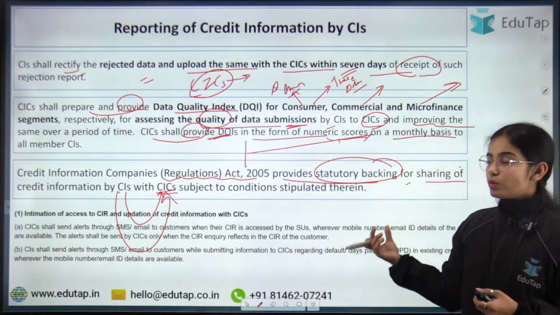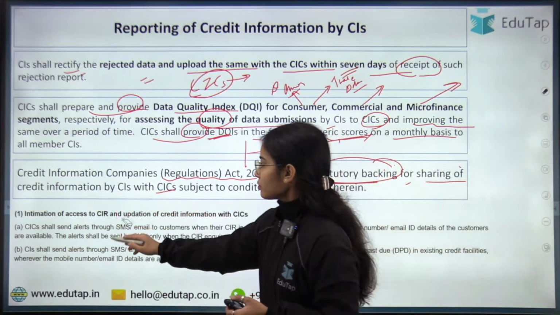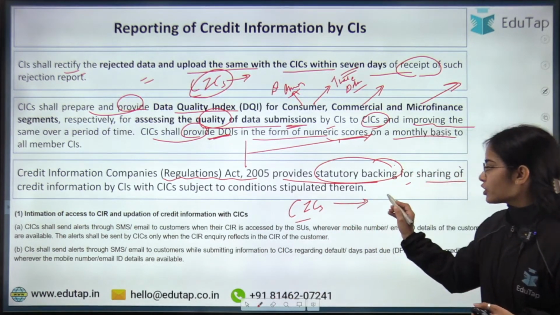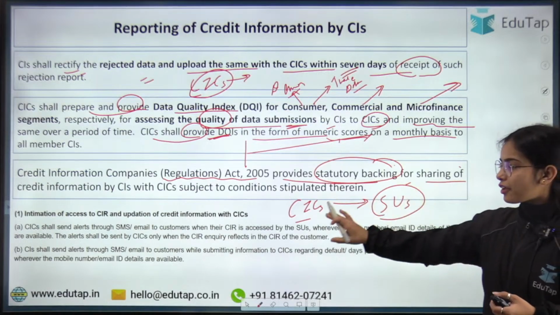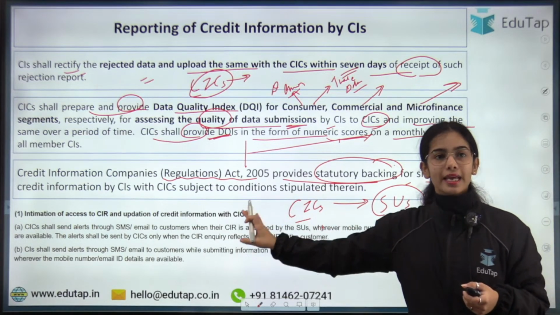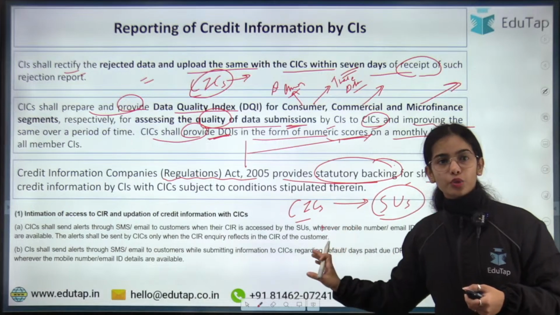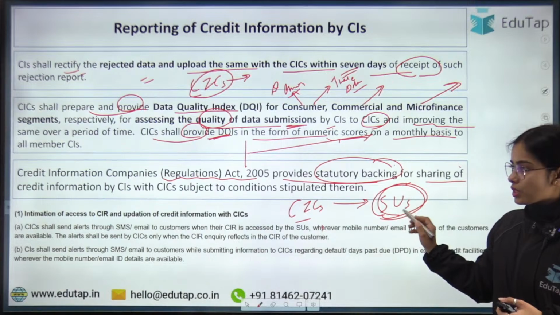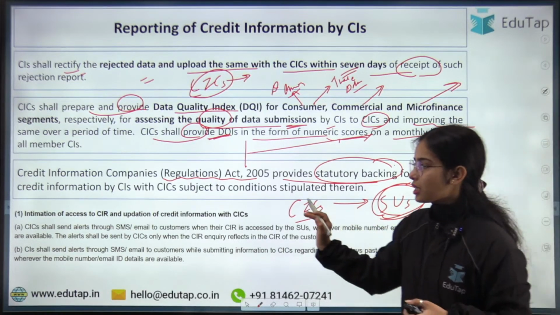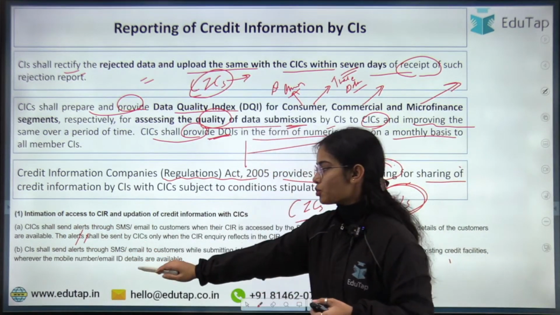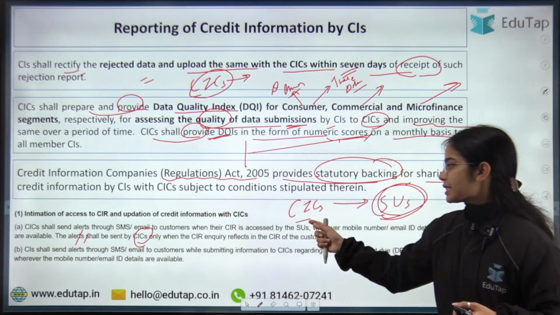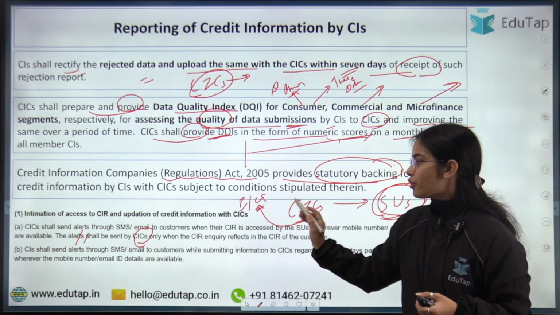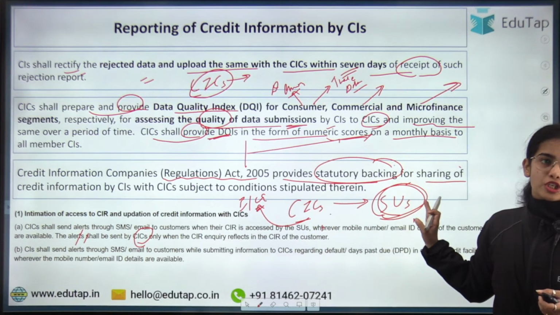Okay, now if the data is provided, let's say the credit information companies are sharing the data with the specialized users, then the credit information companies have to send an SMS or an email to the consumer that your data is being shared with the specialized users. So this is the basic idea that the alerts have to be sent to the consumer by the CICs. CICs have to send the alert to the individual or the commercial entity whose data is being sent to the specialized user.